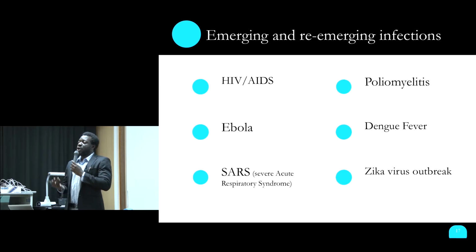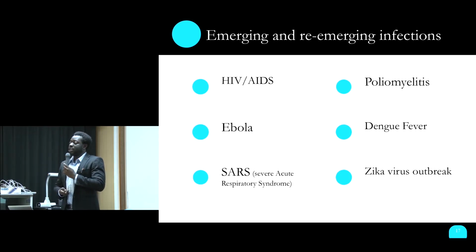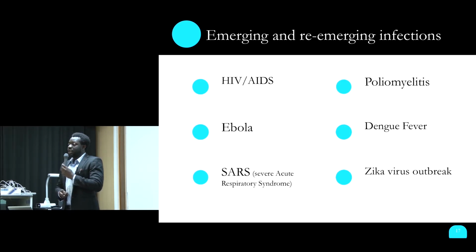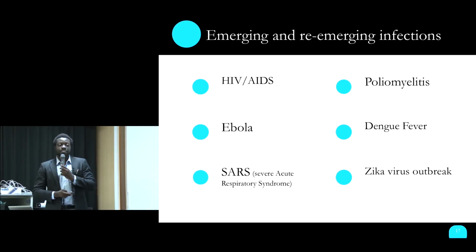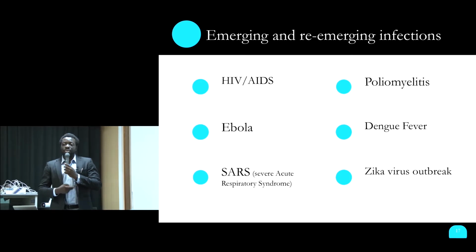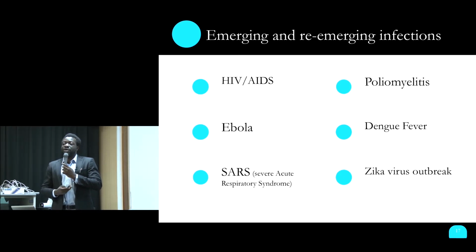But the world has witnessed many other emerging and re-emerging infections that you are well aware of. We have HIV, Ebola, that happened in West Africa recently. SARS, which means severe acute respiratory syndrome, in 2003. Poliomyelitis, which continues to prevail in some parts of the world. The dengue fever, I remember there was an outbreak in Yoyogi Park a few years ago. And now people are talking about Zika virus in Brazil, meaning that we are still at risk of those infectious diseases, and other emerging and re-emerging diseases will continue to prevail.